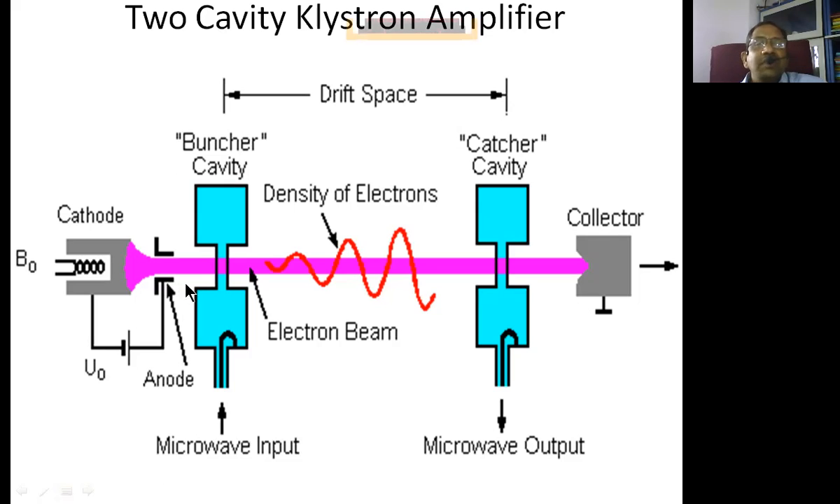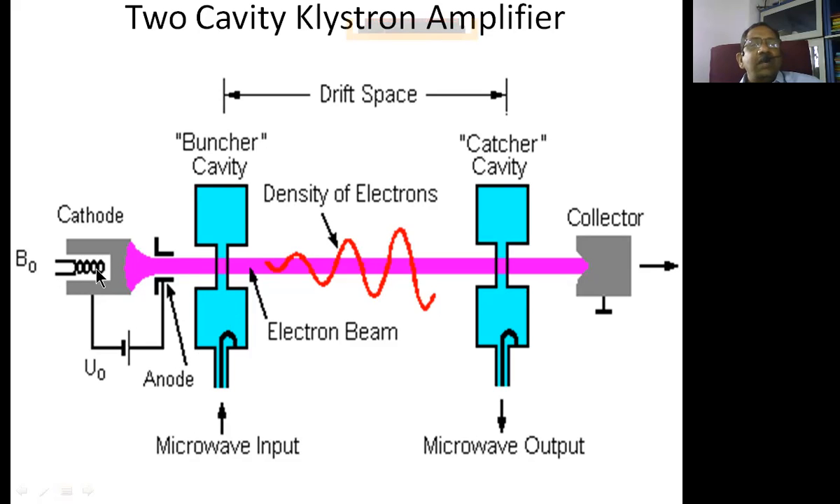So now what happens here, the space between the center of the buncher cavity and the center of the catcher cavity is nothing but known as the drift space. So in the previous class, we discussed a single cavity reentrant Klystron oscillator. Now here we have a two cavity Klystron amplifier. Right. So now in this, what happens now? The input is basically applied from the buncher cavity, which is going to be AC in nature.